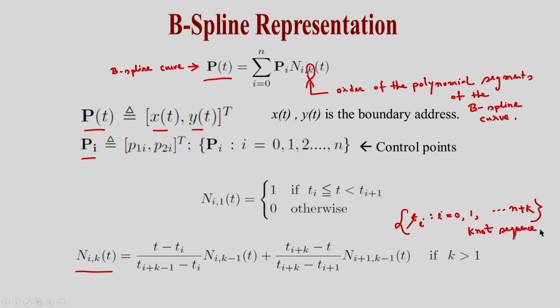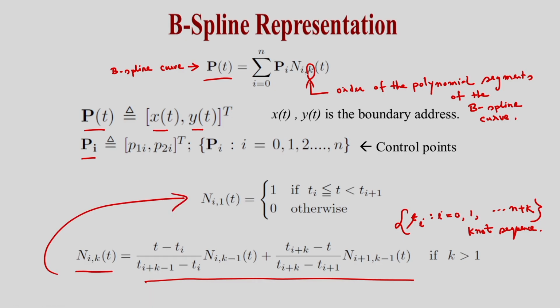It is called a knot sequence. So knots are the locations where the spline functions are tied together. So I am defining the control points and also the knots. And I have shown the B-spline of order k. So this is the B-spline of order k. Now the B-spline of order 1 that I can get here. So this is the B-spline of order 1.